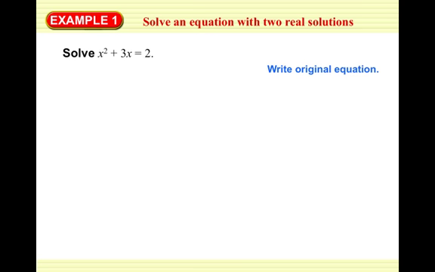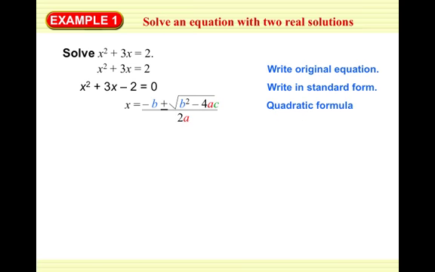We do need to get it in standard form. So we need to subtract the 2 from both sides, and we need the whole thing equal to 0. So x squared plus 3x minus 2 equals 0. From there we can see what a, b, and c are, and that's very important because x equals negative b plus or minus the square root of b squared minus 4ac all over 2a. So we need to know a, b, and c.